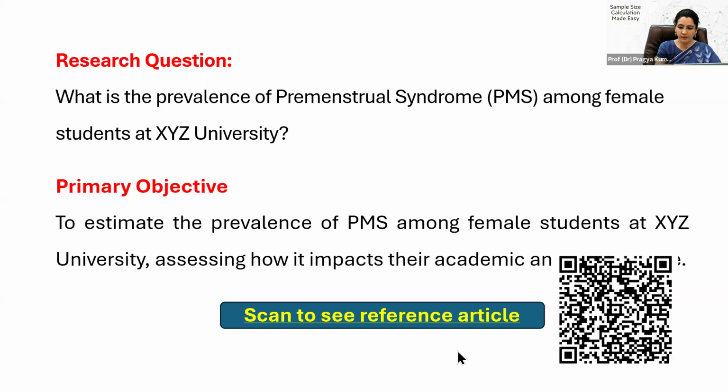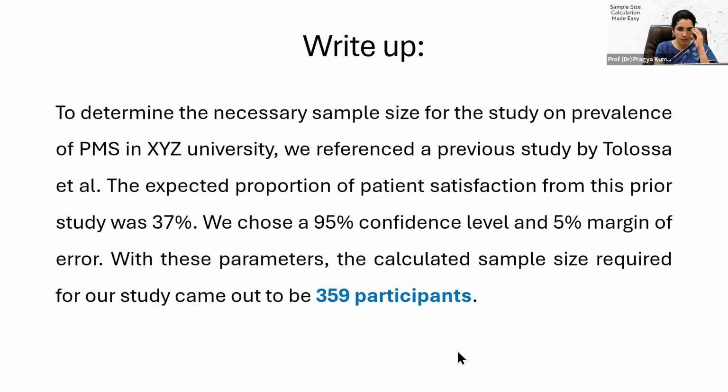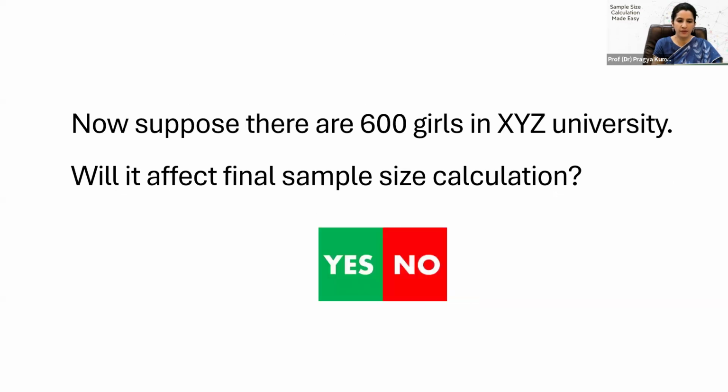It is 359. So now, this will be the write-up: the expected proportion of, by mistake we have written patient satisfaction, it is premenstrual syndrome, from the prior study was 37%. So we have chosen a 95% confidence level and 5% margin of error, and the total sample is 359.